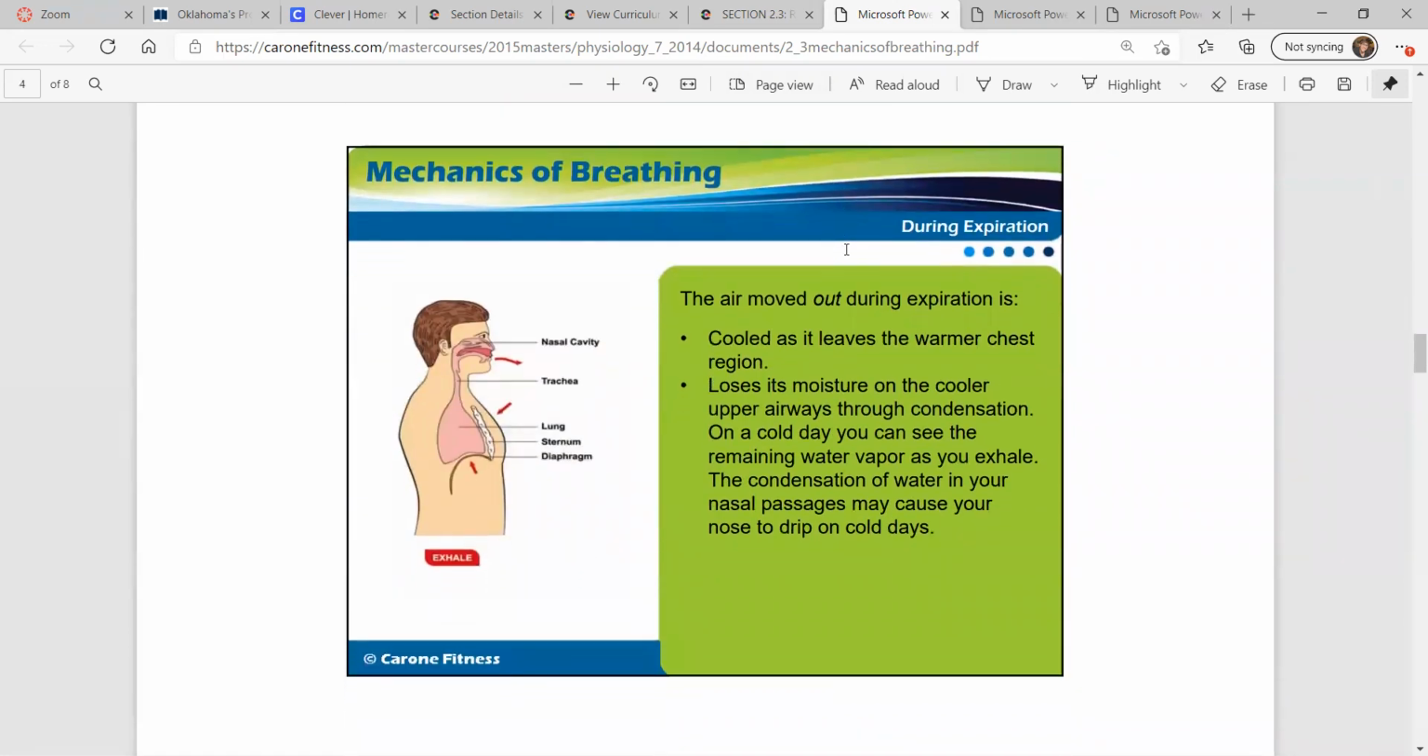The air moved out during expiration is cooled as it leaves the warmer chest region. It loses its moisture on the cooler upper airways through condensation. And on a cold day, you can see the remaining water vapor as you exhale. The condensation of water in your nasal passages may cause your nose to drip on colder days.